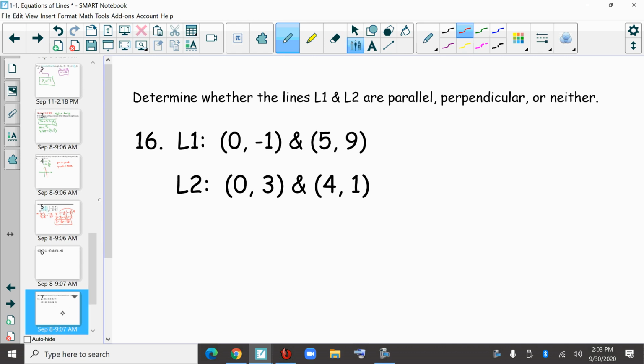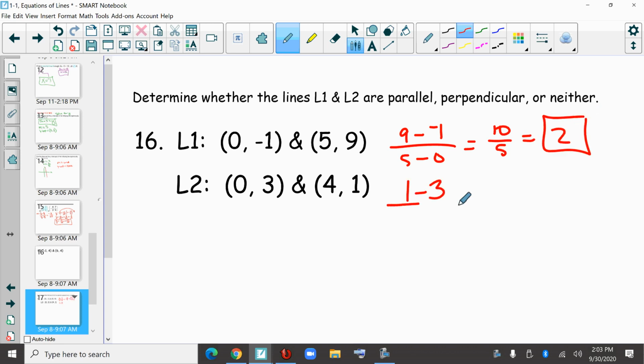The next set of instructions says determine whether line 1 and line 2 are parallel, perpendicular, or neither. Basically what you need to do is find a slope for each one. So if you find the slope for the first one, this is going to be 9 minus negative 1 over 5 minus 0. So that's going to be 10 over 5, which is going to be 2. Then over here, you're going to have 1 minus 3 over 4 minus 0. That's negative 2 over 4, which is going to be negative 1/2.